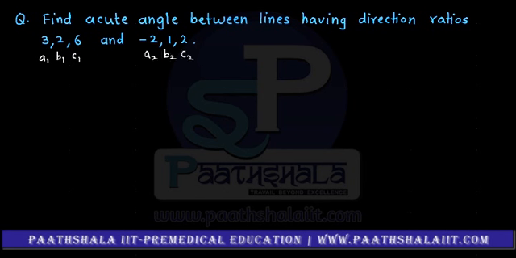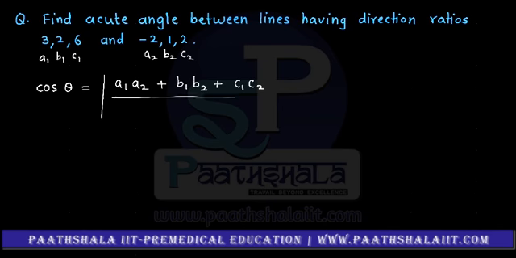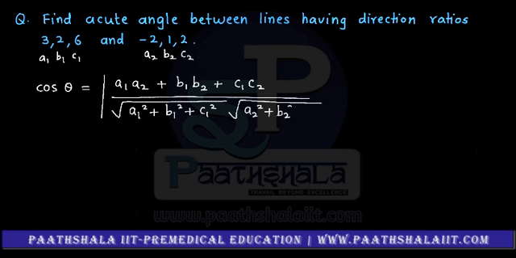B2, C2. Correct. We know the formula for cos theta, which is given by mod of A1 A2 plus B1 B2 plus C1 C2 whole divided by root of A1 square plus B1 square plus C1 square into root of A2 square plus B2 square plus C2 square, right?